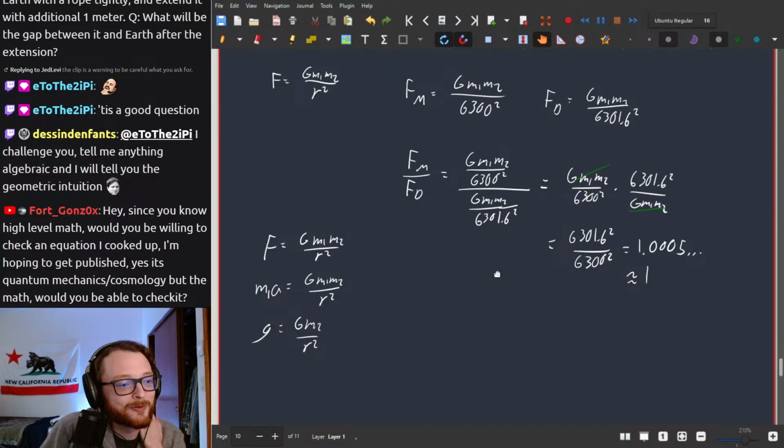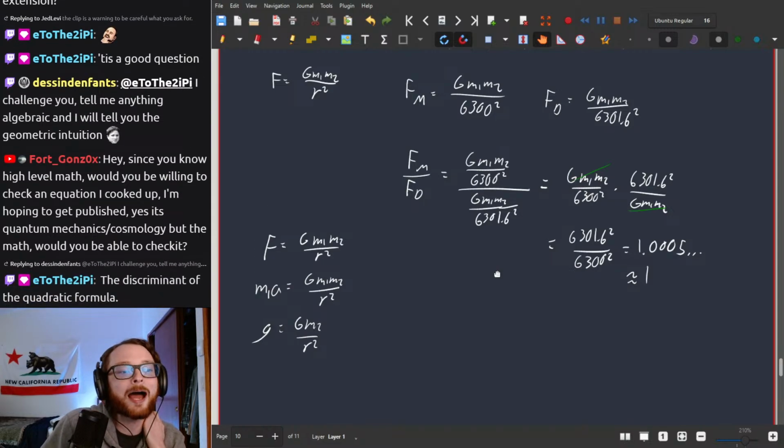That's a fun question. If you encompass the Earth with a rope tightly, then extend it an additional 1 meter. Oh, I've seen that. We did that calculation in one of my physics classes, I think. I remember seeing that, or maybe we talked about it on stream.